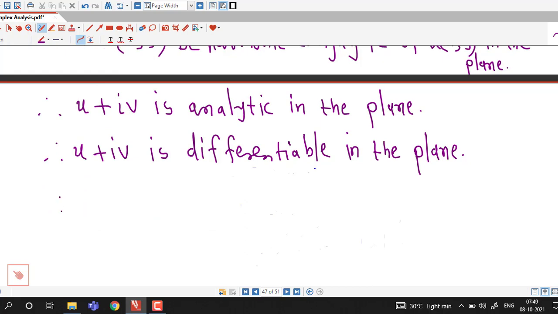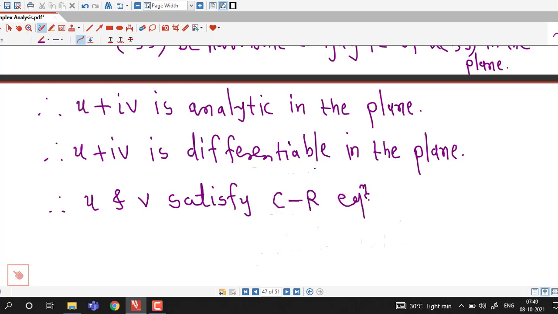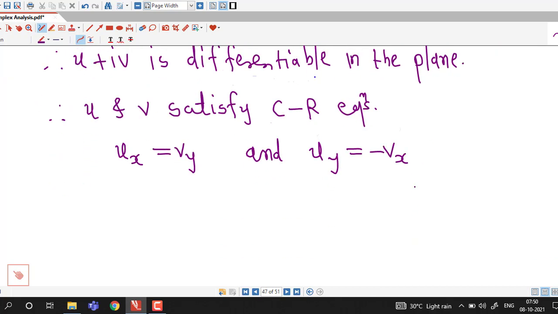Now we know that if a function is differentiable at every point in the plane, then u and v will satisfy the Cauchy-Riemann equations. U and v satisfy the CR equations: del u by del x equal to del v by del y, and del u by del y equal to minus del v by del x. Now function u is given, so we have the derivatives of u with respect to x and y. So we substitute the values of ux and uy here.